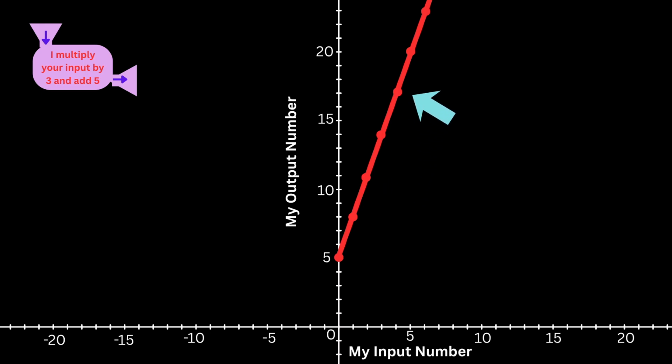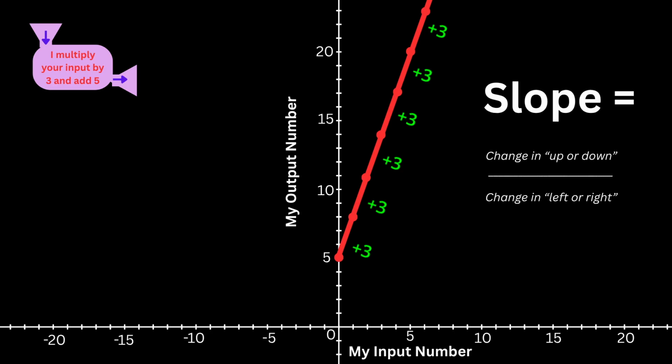If I keep testing this, I would realize it rises by 3 for the output each time I go up by 1 for the input. This is the slope, or the rate of change, of this line. A crucial thing to note is that the slope, or the rate of change, requires 2 points to be measured to know how much it is changing by.